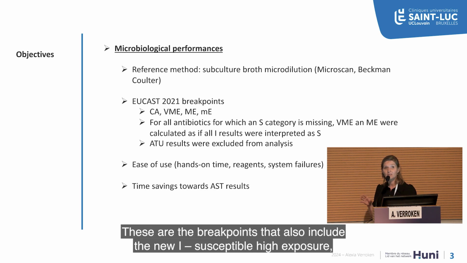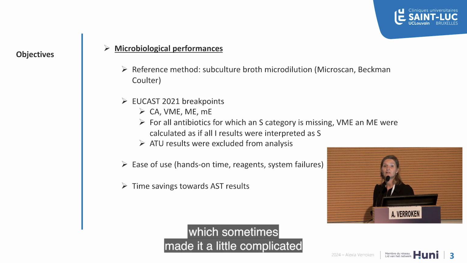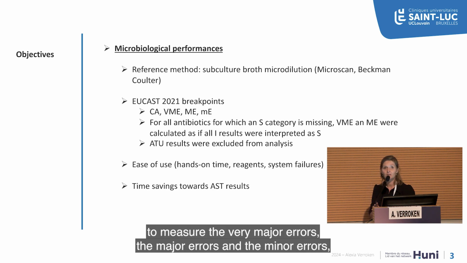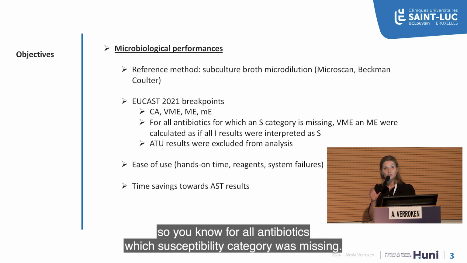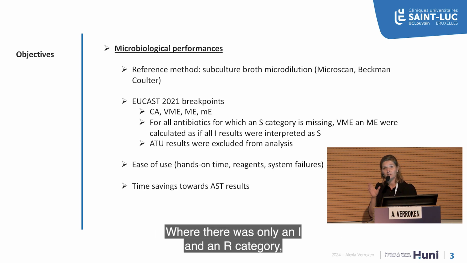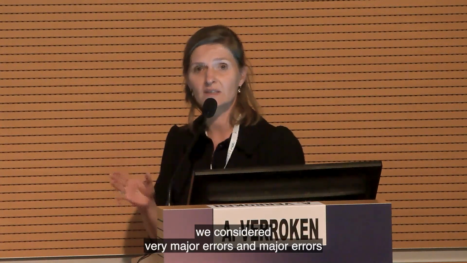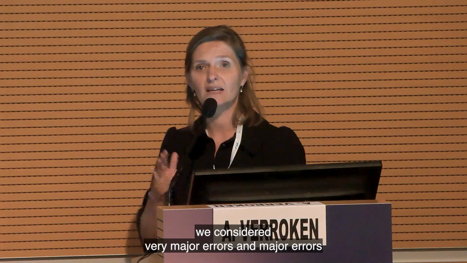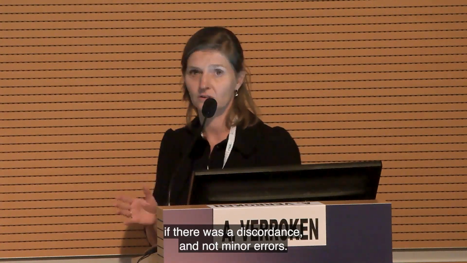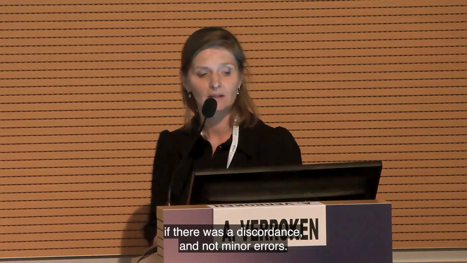These are the breakpoints that also include the new I, susceptible high exposure, which made it sometimes a little complicated to measure the very major errors, the major errors, and the minor errors. So for all antibiotics for which a susceptibility category was missing, where there was only an I and an R category, we considered very major errors and major errors if there was a discordance, and not minor errors.